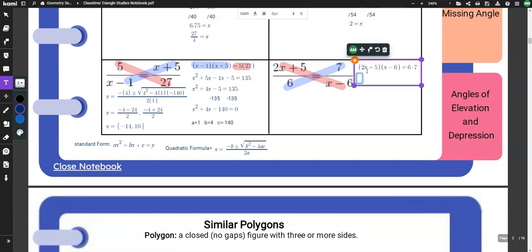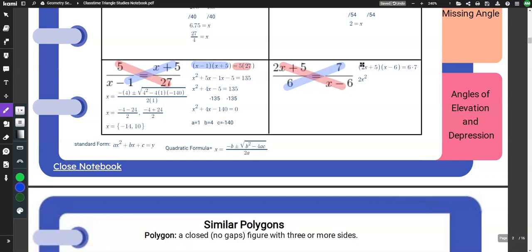So 2 times x is 2x squared. And so I'm going to actually go ahead and draw the arrows on this one. So we have 2 times x. Next, we're going to do 2x times x. Next, we're going to do 2x times negative 6. Then we will do 5 times x. And last, we will do the last terms. So 5 times negative 6.